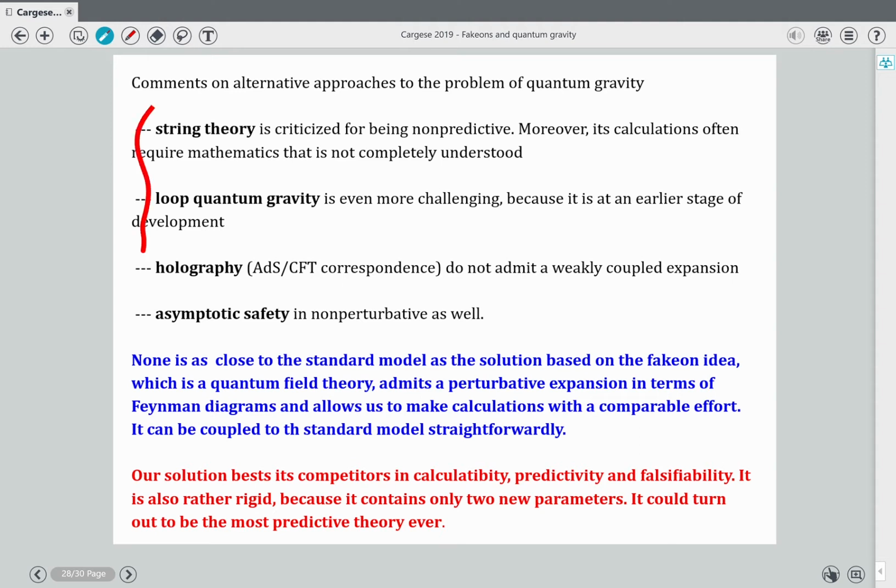The other approaches that you are aware of have difficulties in predicting, string theory. They have difficulties even in their own definitions, or they rely on non-perturbative methods and dualities. So I think that this is far superior to every other proposal.